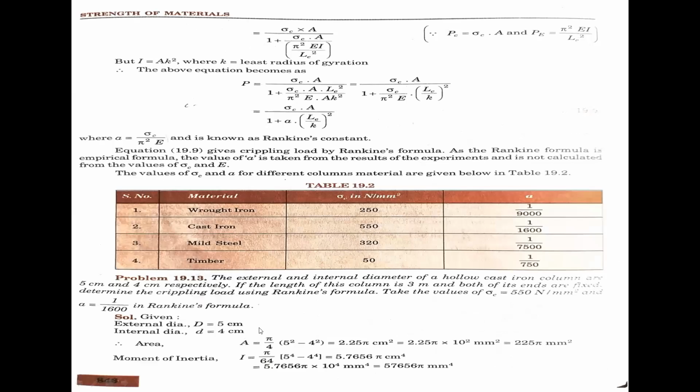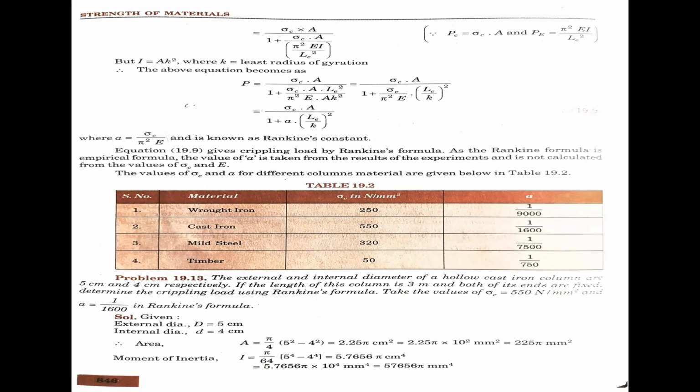Now, finally, Pc equals sigma C into A, and Pe equals pi square E I by Le square, that is Euler's formula. Here capital E means Euler's formula. Now, P equals sigma C into A divided by 1 plus sigma C into A divided by pi square E I by Le square. Now, the moment of inertia, which I explained in the last class.